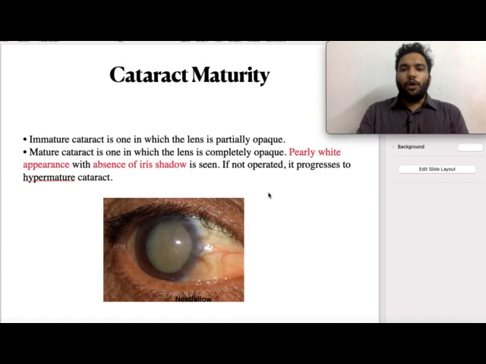Okay, so if not operated, it progresses to hypermature cataract. We will see it now. So opaque lens, pearly white appearance with absence of iris shadow, it's mature cataract. This is mature cataract, and here there is exotropia, which is due to the cataract. Because of the cataract, the patient is not able to see, and the patient gets exotropia because of long-standing cataract.